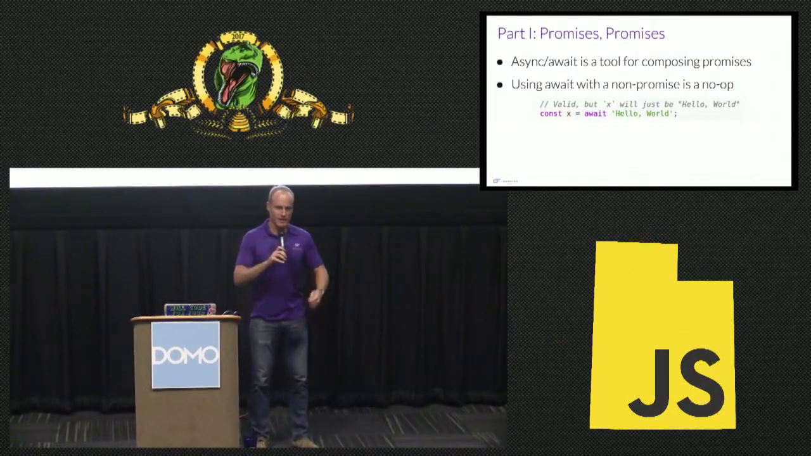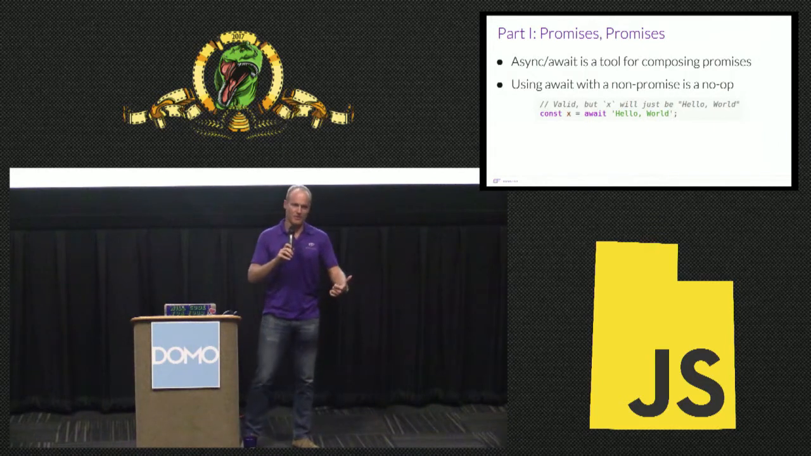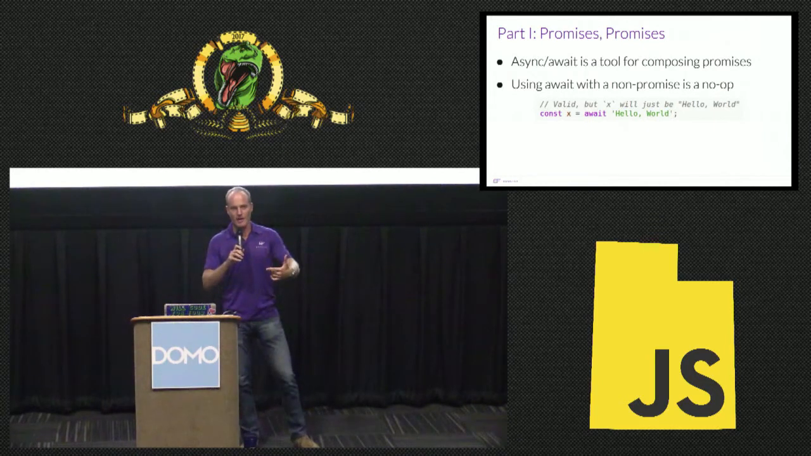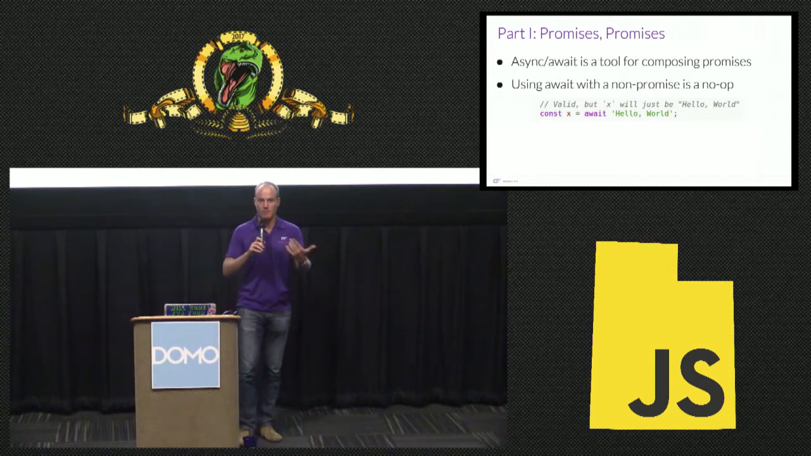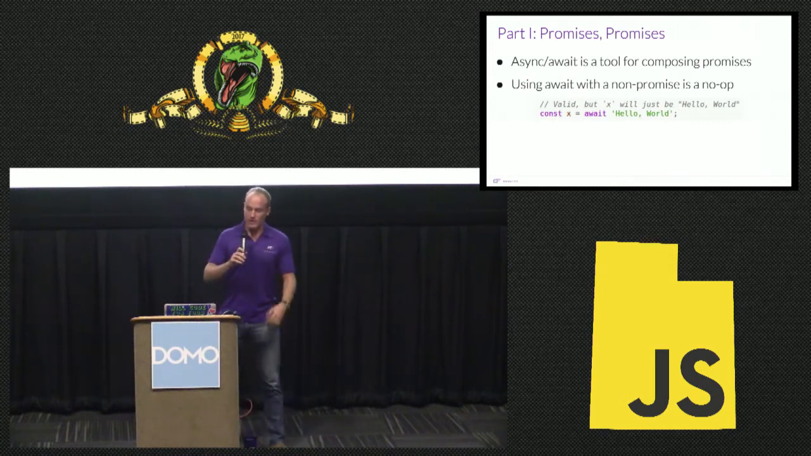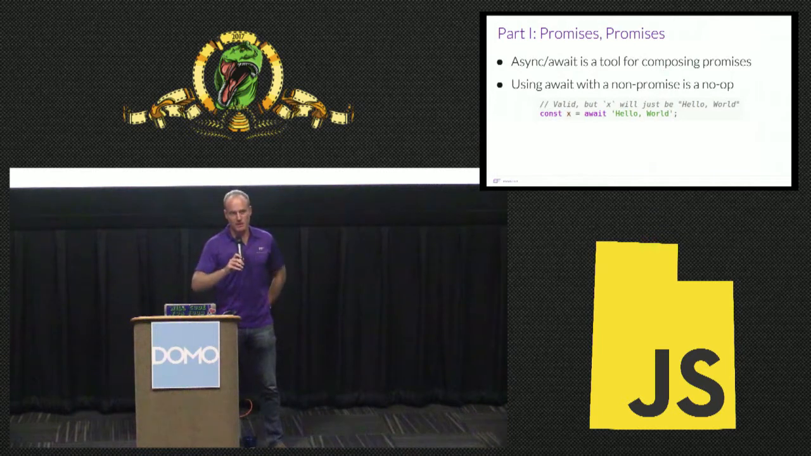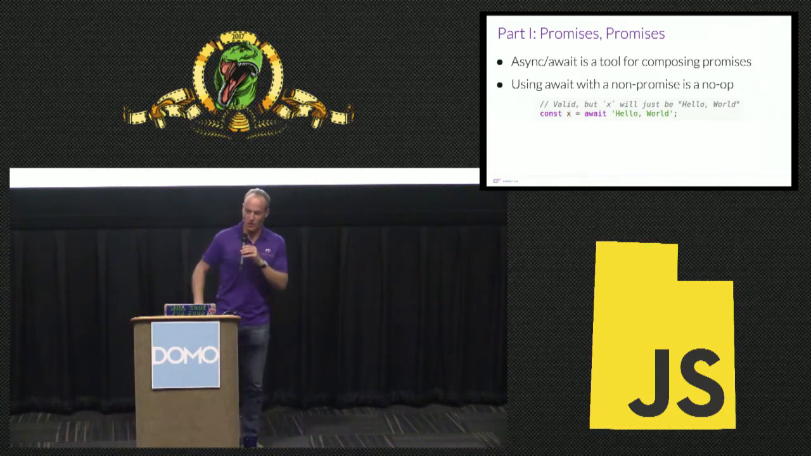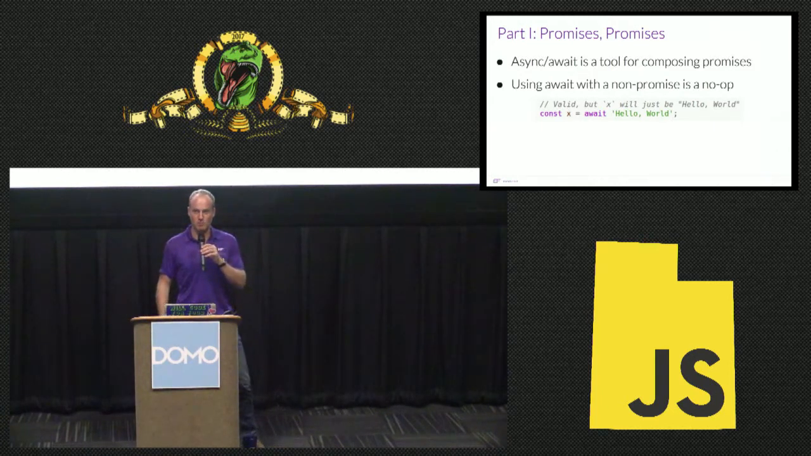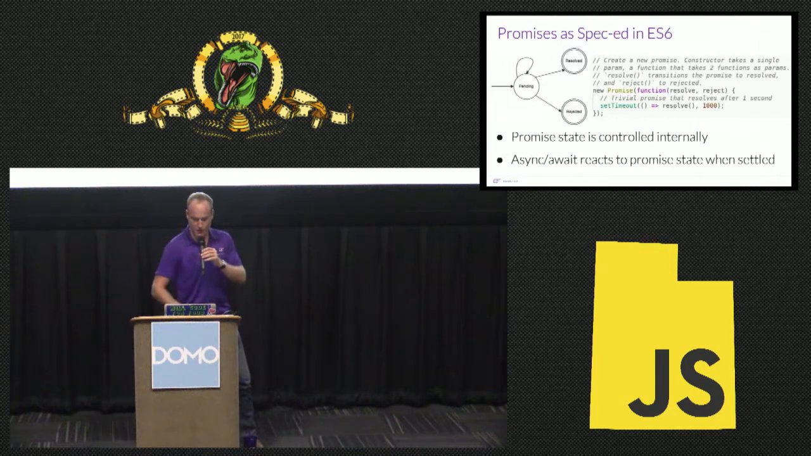So again, async await is just a tool for composing promises. An async function is a special type of function that returns a promise, and await pauses execution on a promise. So one little detail is if you use await on a non-promise, it won't do anything. It'll just give you back the value that you used. So here you can await on the string hello world, won't throw an error, but it also won't really do anything useful. It'll just give you a variable with value hello world.